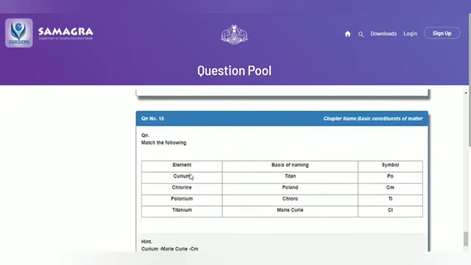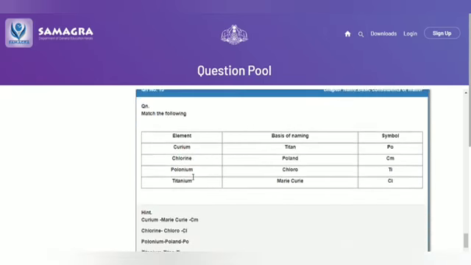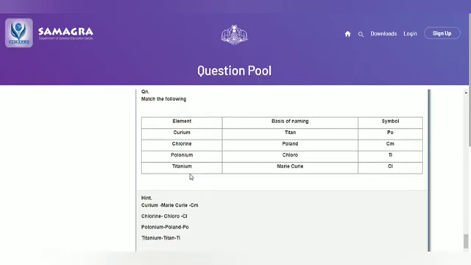15th question. Match the following. The element, basis of naming and symbol are given. We have to match the following. Curium, Marie Curie, Cm. Chlorine, chloros, Cl. Polonium, Poland, Po. Titanium, Titan, Ti.